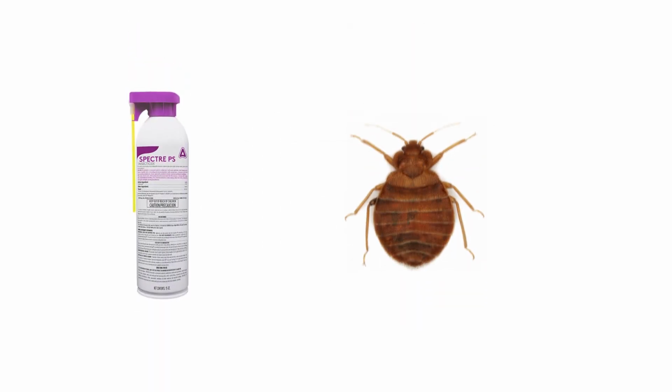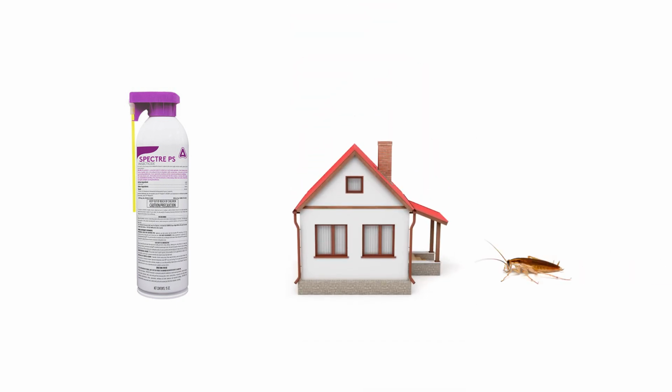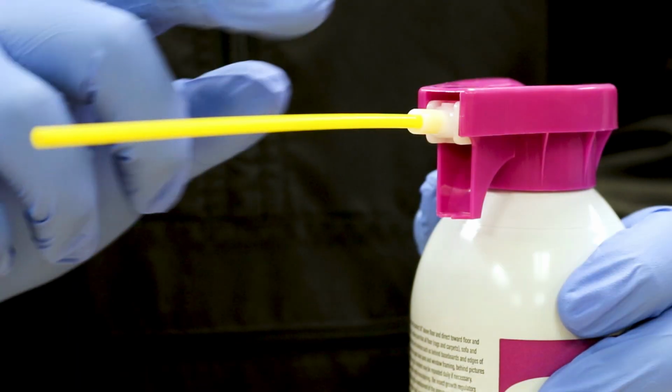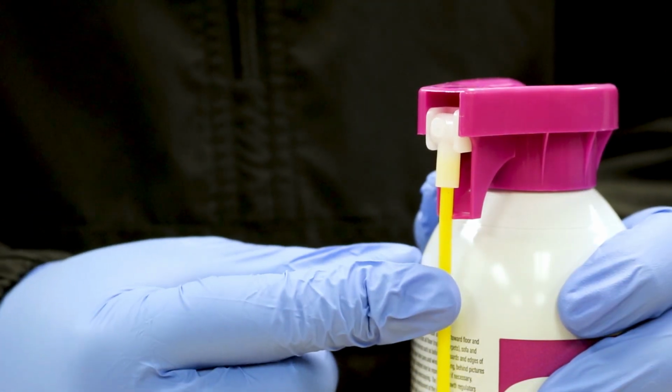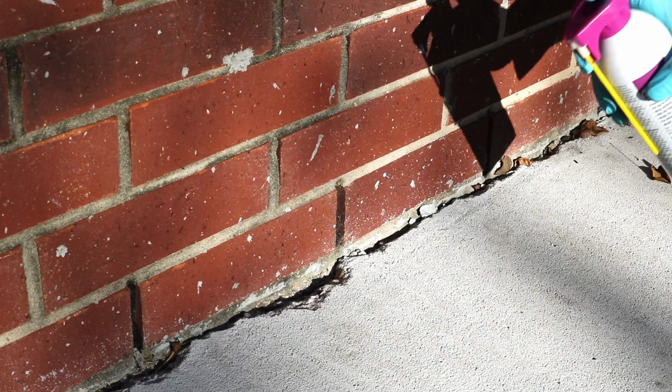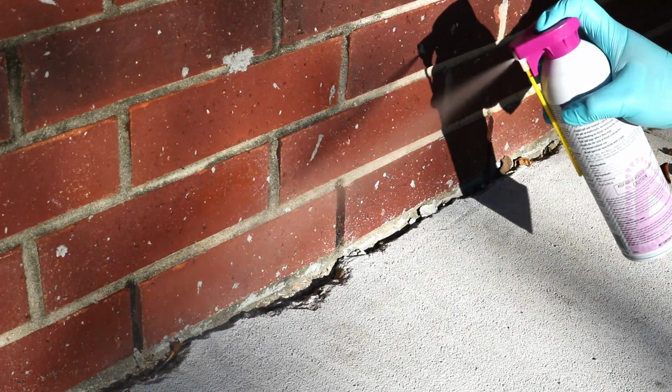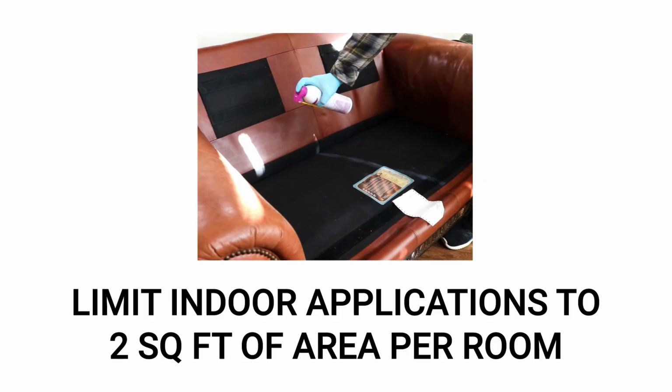Spectre PS can be sprayed to eliminate pests with contact, but it can also be used for residual control to prevent potential outbreaks or keep infestations from spreading. For spot treatments, clip the injection tube down into the actuator. Hold the can upright about 12 inches away from your target and spray all insects in the area. If indoors, limit your application to no more than 2 square feet of treated area per room.